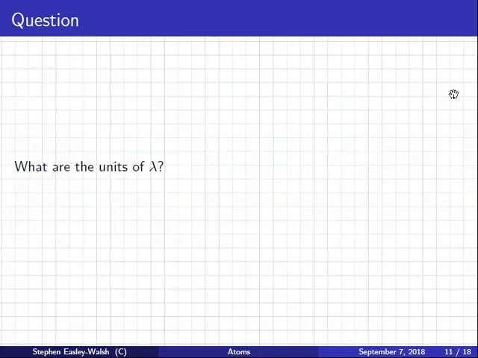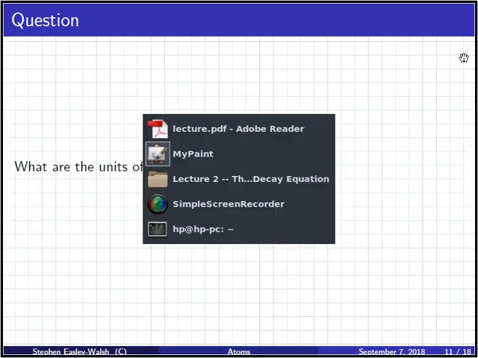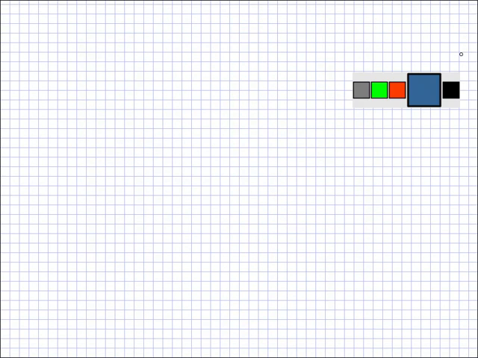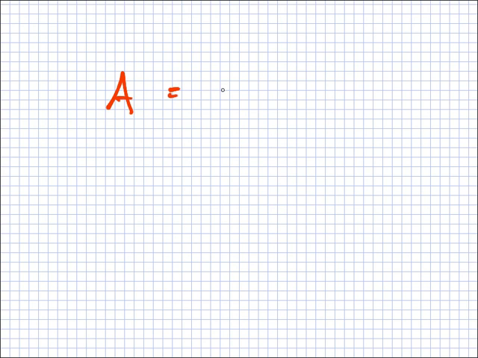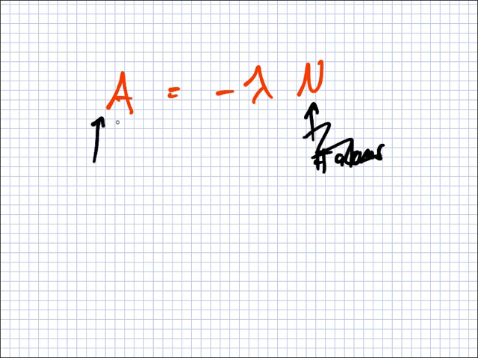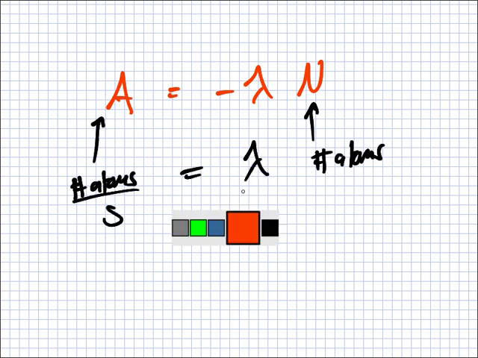Okay, so what are the units for lambda? Let's have a look at the units here. We have our formula A equals minus lambda N. The N here is just the number of atoms. The activity is becquerels, which means number of atoms destroyed per second. So you can cancel that with that, and you get lambda, its unit is per second.